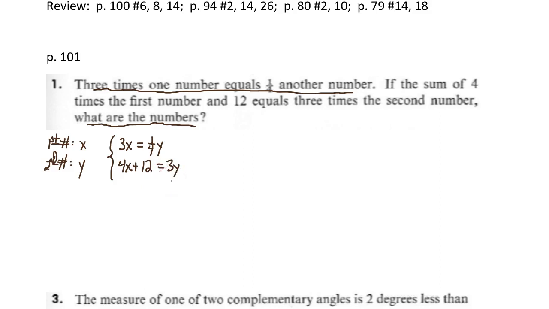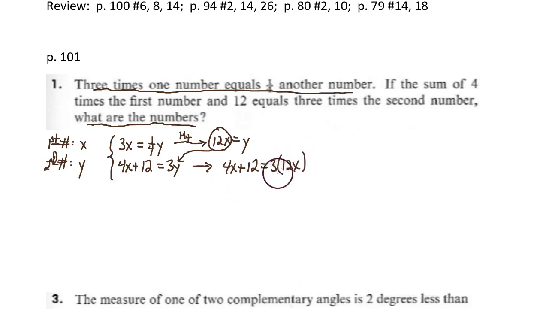Now we need to decide whether the best way to solve the system is by combining things or by using substitution. I'm going to choose substitution because it's pretty easy to solve the first equation for the variable y. We need to multiply both sides by 4. We get 12x equals y. Now we can take that value, 12x, and substitute it in place of the letter y in the other equation. That will create 4x plus 12 equals 3, and then in parentheses we're substituting 12x.